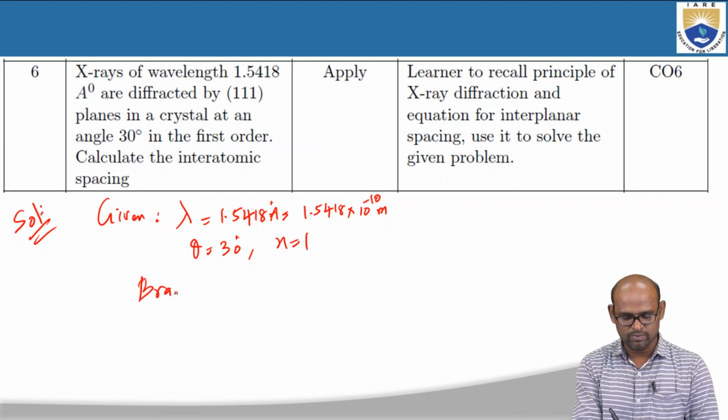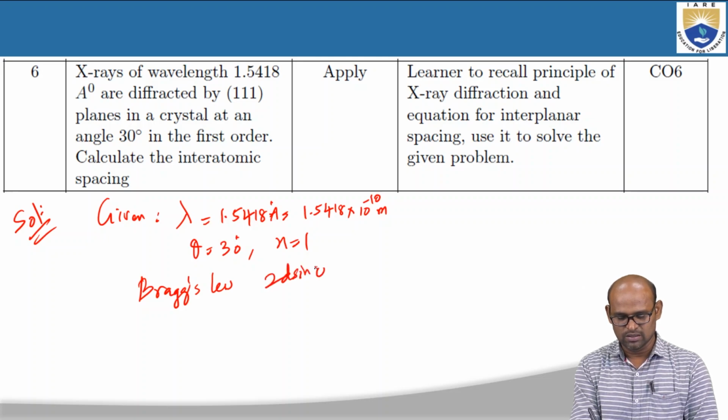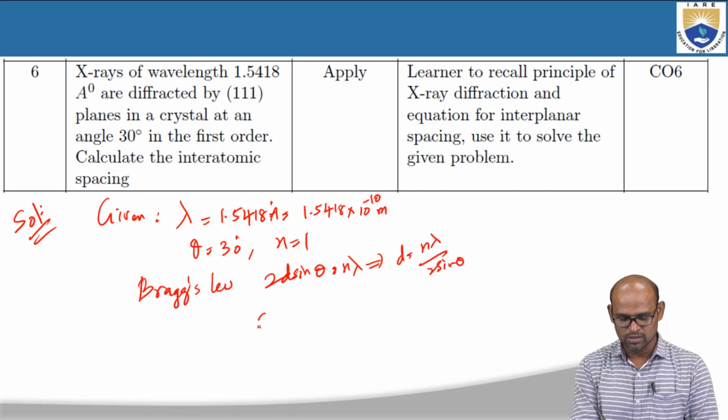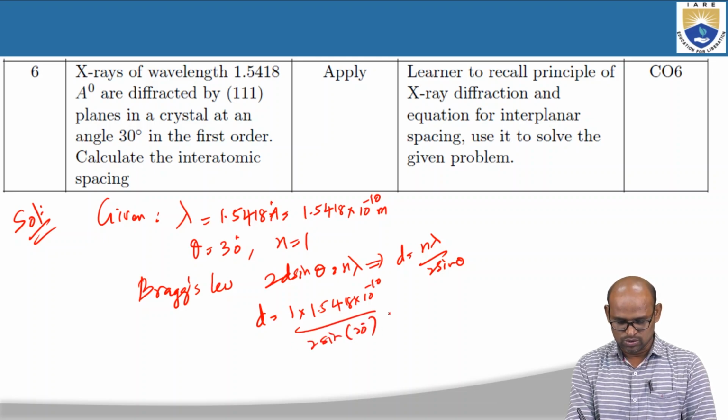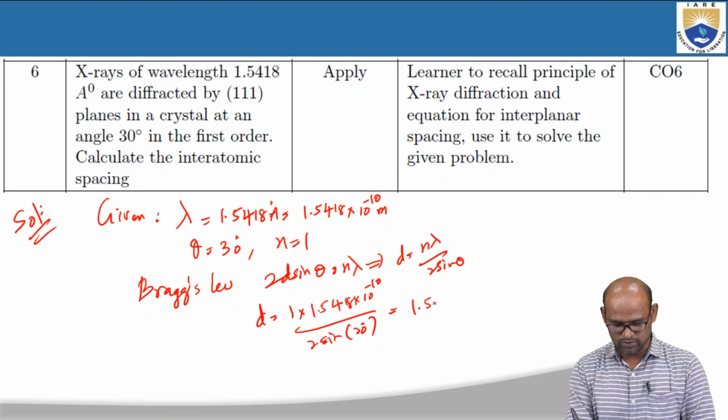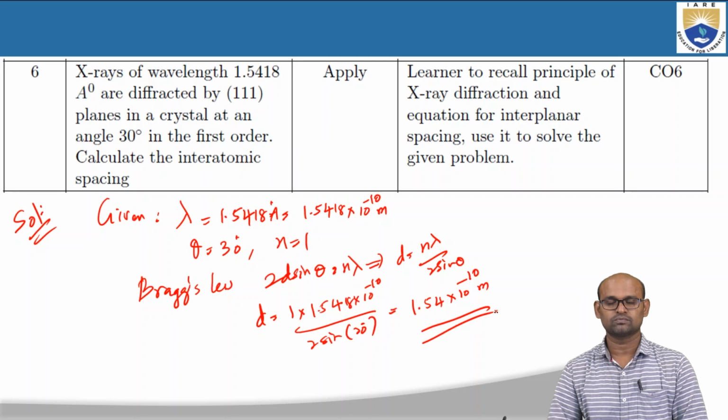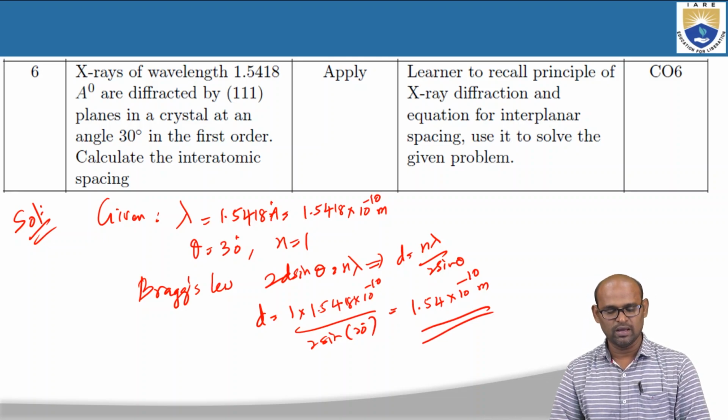So I am going to use again Bragg's equation. Bragg's equation or law is 2d sine theta is equal to n lambda. I want d, so d is n lambda by 2 sine theta. Substitute n is 1, lambda is given as 1.5418 into 10 power minus 10, divided by 2 sine theta, theta is 30 degrees. So the interatomic spacing is 1.54 into 10 power minus 10 meters. So this is the interatomic spacing for these given X-rays.